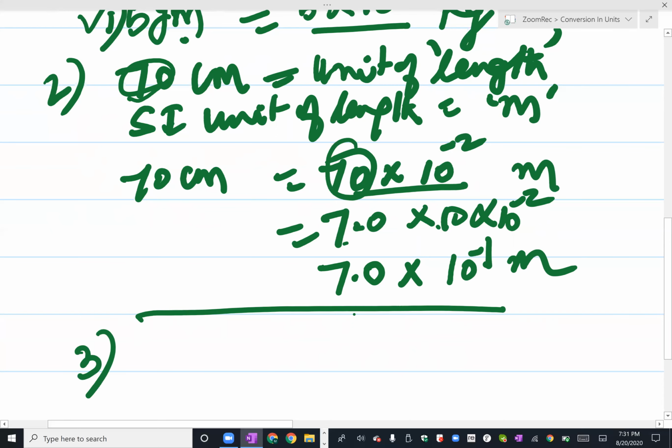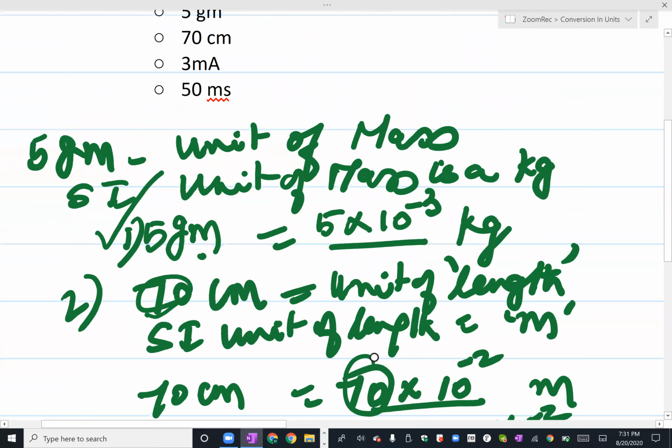The third quantity that I am talking about is 3 milliampere.